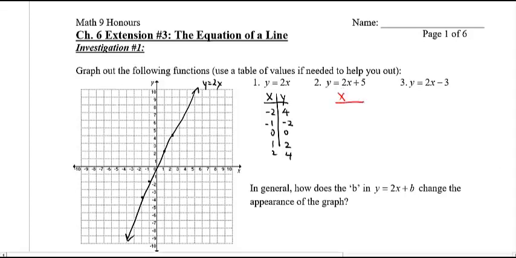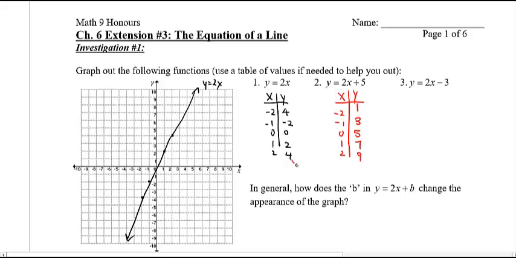How does that change with the next one? 2x plus 5. Use the same values. 2 times negative 2 is negative 4, plus 5 is 1. Negative 1 times 2 is negative 2, plus 5 is 3. 0 plus 5 is 5. 2 times 1 is 2. 2 plus 5 is 7. 4 plus 5 is 9.